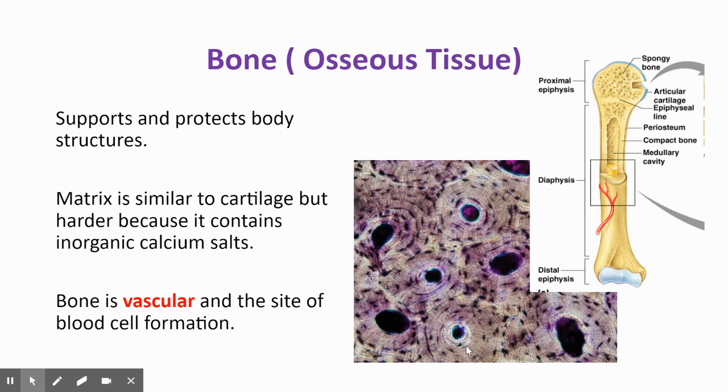All right, we've finished our cartilages. So we have hyaline, elastic, and fibrocartilage. We are going to move on to our next category of connective tissue, which is bone. Of course, you all are familiar with bone.